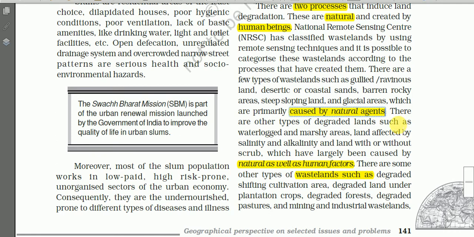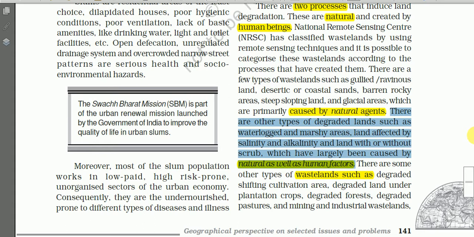Then there are also other types of degraded land, such as waterlogged, marshy areas, land affected by salinity and alkalinity, and the land with or without scrub, which have largely been caused by natural as well as human factors. So these are degraded land caused by natural as well as human factors. Say waterlogged and marshy areas that I have shown the photograph.